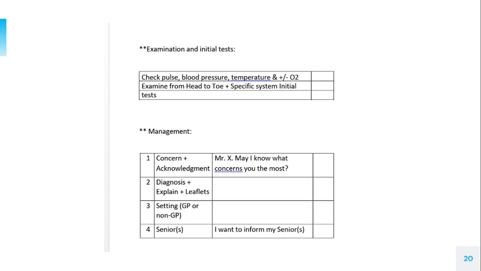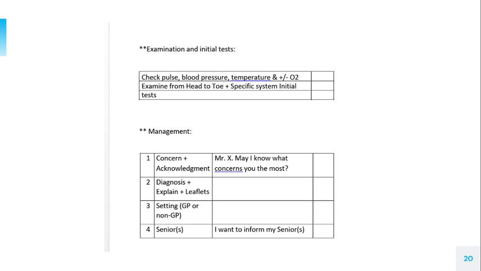Once you've done that, now you go to management. Ask Mrs. Smith what she's concerned the most about, and then tell them the diagnosis. I think you're having what is called postural hypotension. Mention the diagnosis in medical terms because that was part of the question. And then ask Mrs. Smith, do you know what that is? And Mrs. Smith will say, no. And then you explain it to them in layman's language.